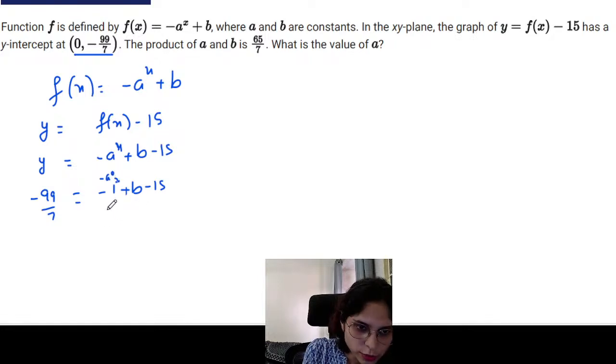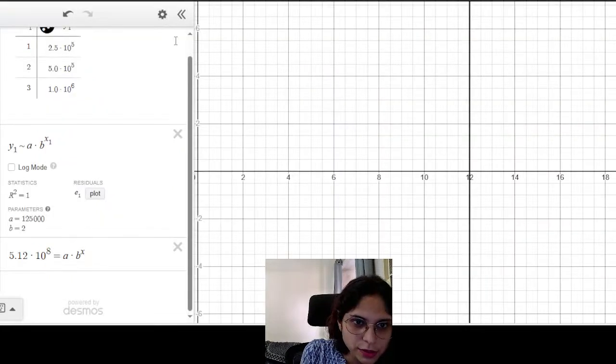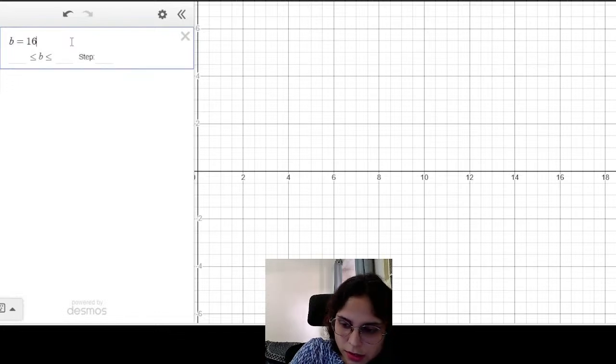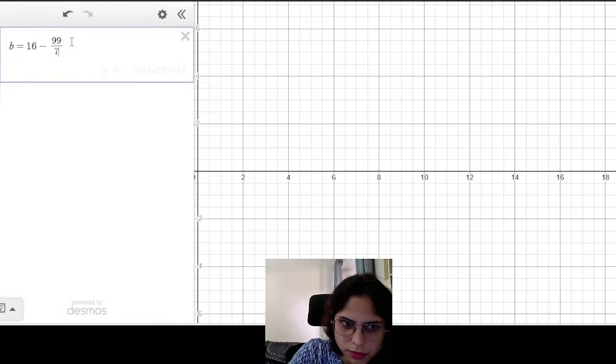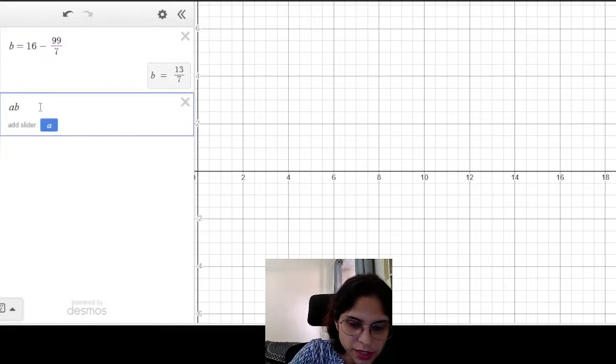Now you add 16 on both sides, because we want our answer in fractional form. We do not want the decimal form, so that we get the exact value of a. So 16 minus 99 over 7 is going to be my b, and now a times b is 65 over 7, so I can directly get it. So b is 16 minus 99 over 7, and now a times b is 65 over 7.